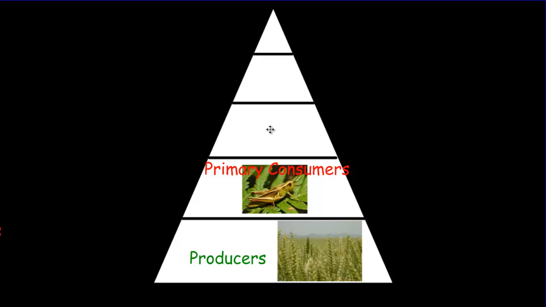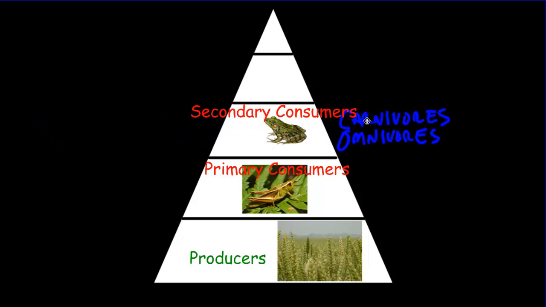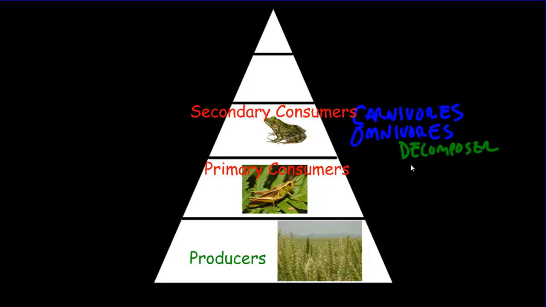That's going to go for the same relationship with the level right above it. The level right above it are those that are going to eat these primary consumers. In this case, grasshopper will be eaten by a toad, which are secondary consumers. Now, secondary consumers are going to be our carnivores and our omnivores typically. We can also slip in there a decomposer to go along with it as well.